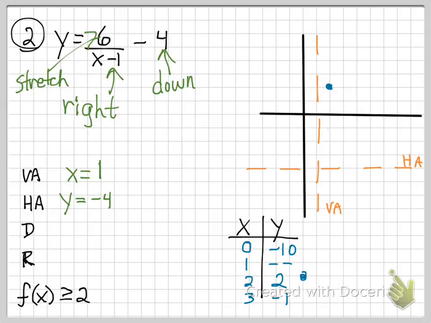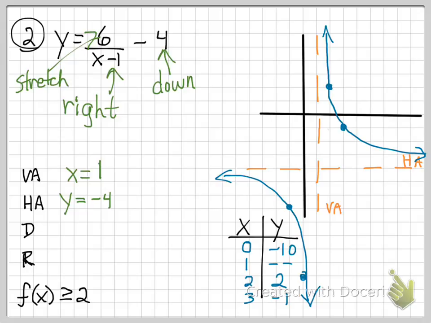Three is negative 1. Okay. And then we could also plug in negative 2 and see that we're at negative 7. That gives us a good idea that our curve is going to come down, hit these 2 points, and then go out on the top and on the bottom. Fair enough?